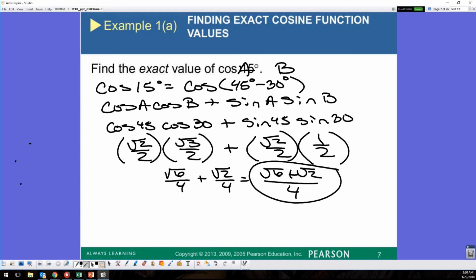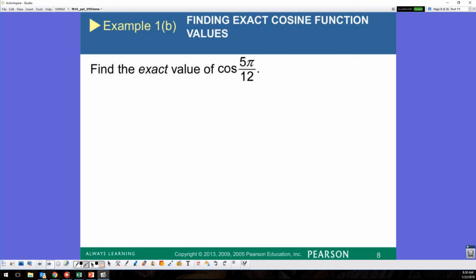All right. So let's take a look at my next part of this example. Now, 5 pi over 12. The easiest thing to do for these types of problems is convert to degrees first. What is 5 pi over 12 as a degree? What would I do to figure it out? It'd be 5 pi over 12 times 180 over pi, right?